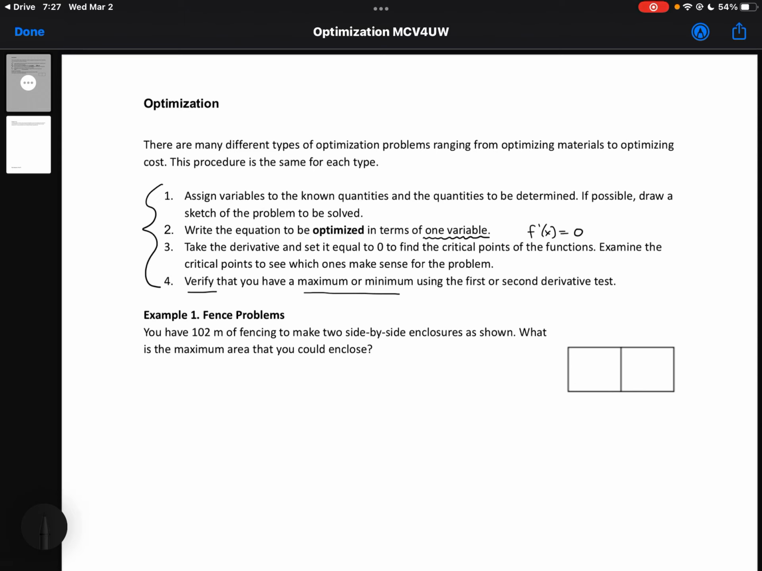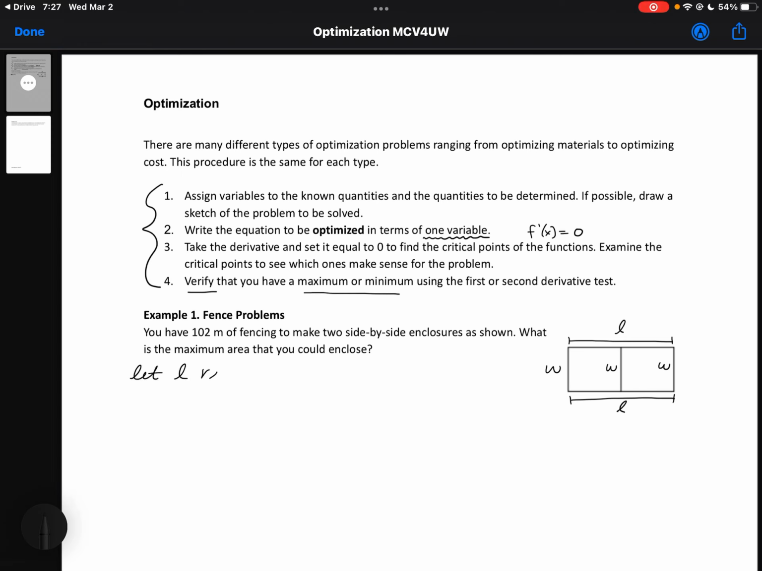You have 102 meters of fencing to make 2 side-by-side enclosures as shown. What is the maximum area? So let's call this distance here the length, and then these 3 the width. So this is the length 2. So I'm going to define those variables.